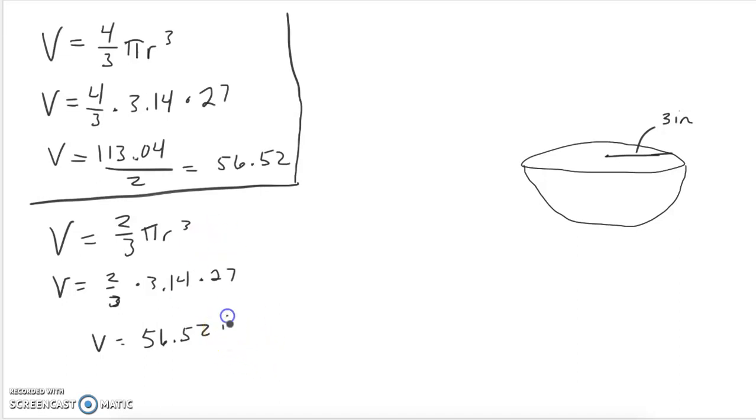All right, so we could do it this way by taking our answer and cutting it in half, or we can cut the formula in half. Instead of 4/3, we use 2/3, and we get the same answer. That's how you find the volume of a sphere.